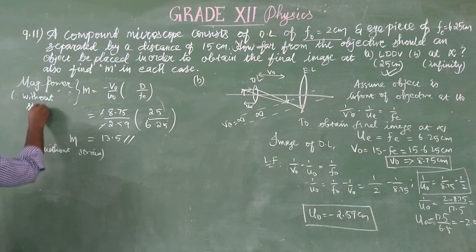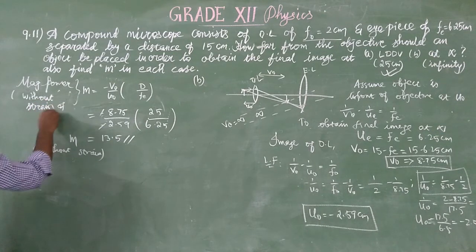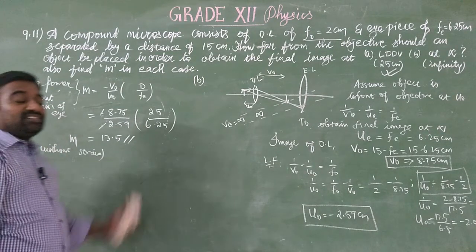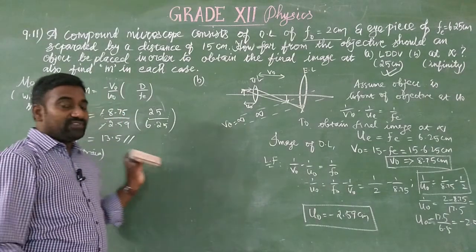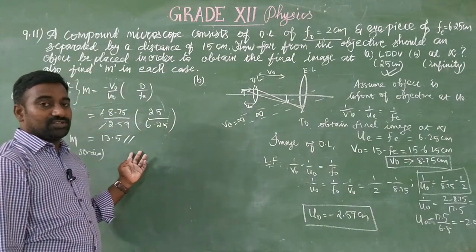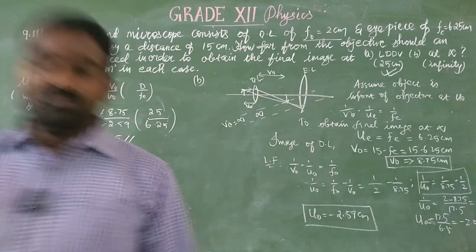Without strain of eye. But in the case with the strain of eye at 25 cm, we got a magnification of 20. Okay? We'll move to the next question.